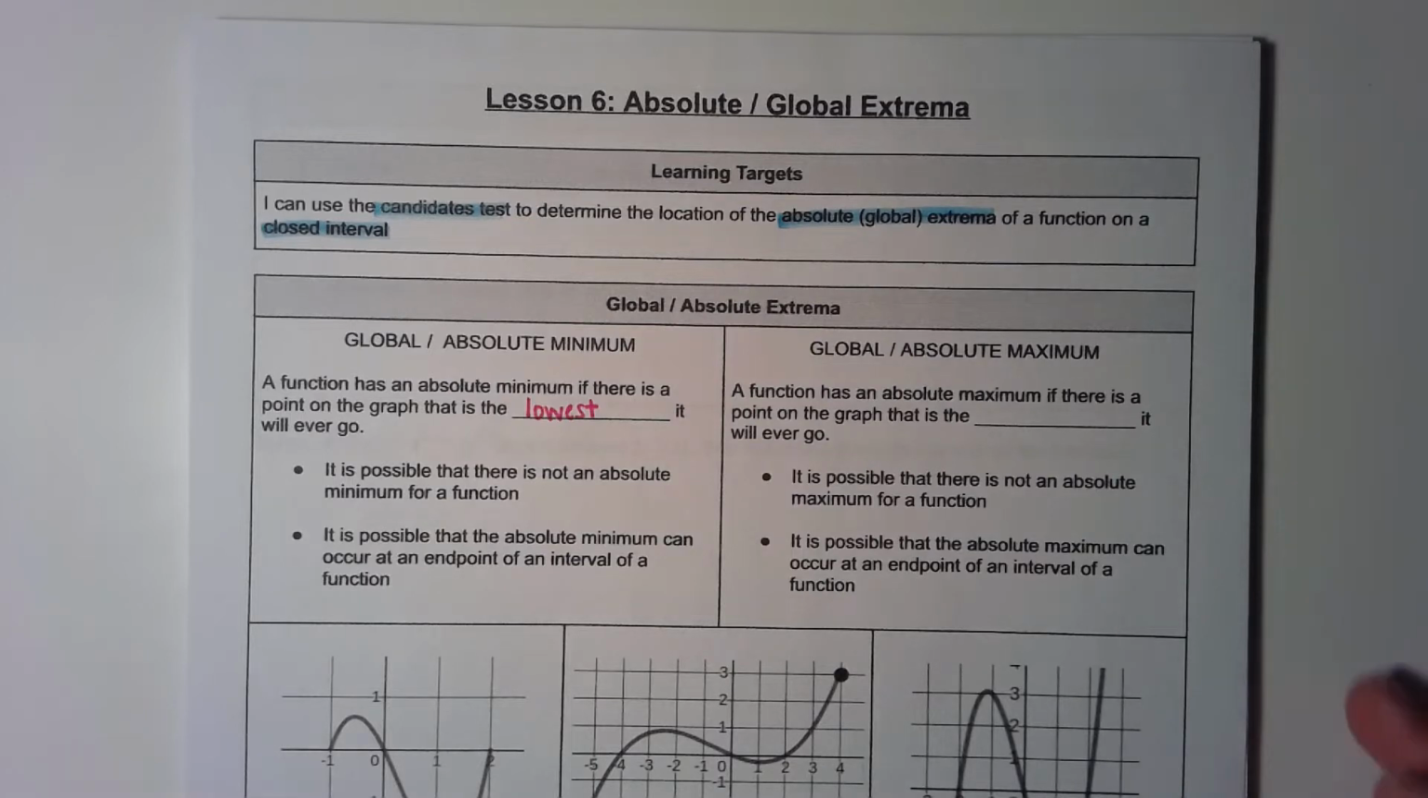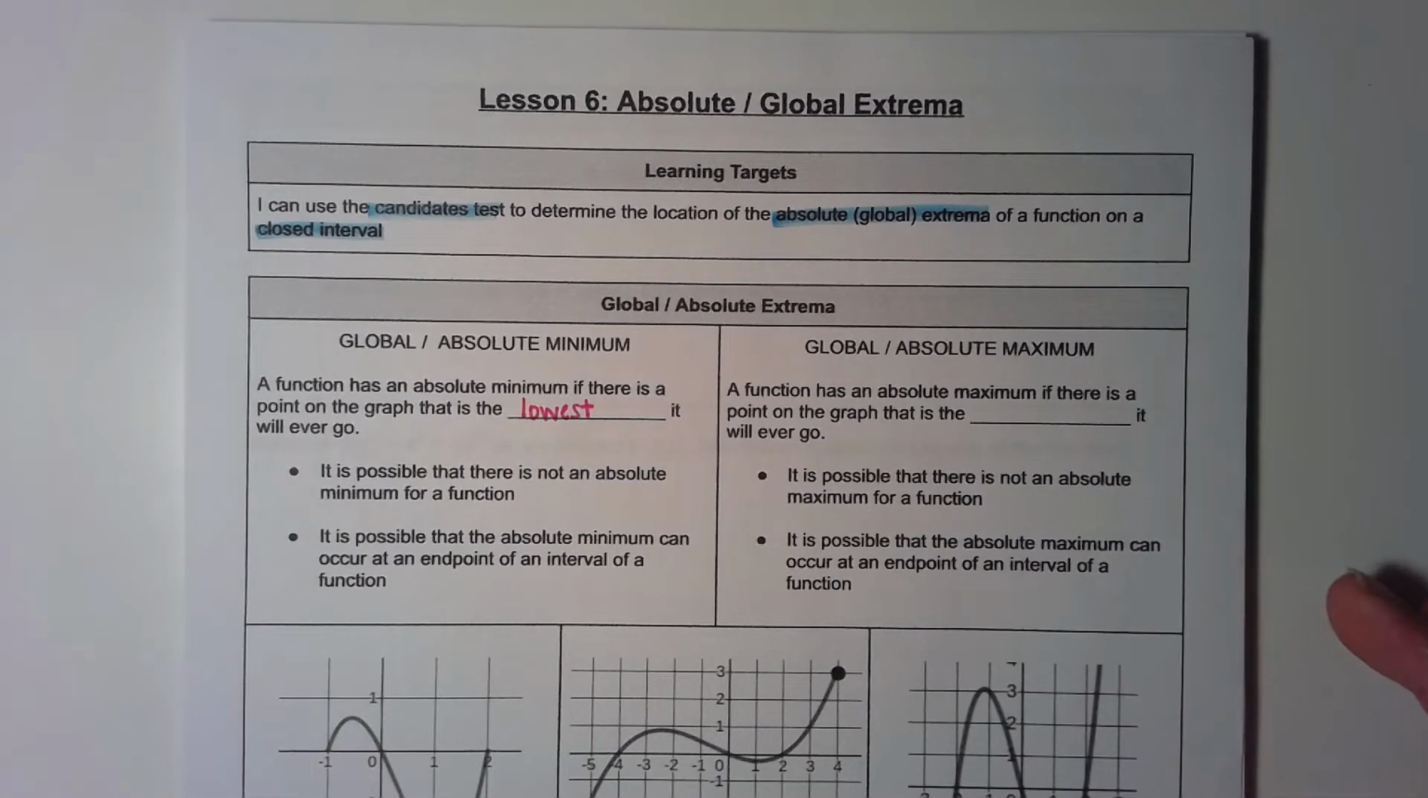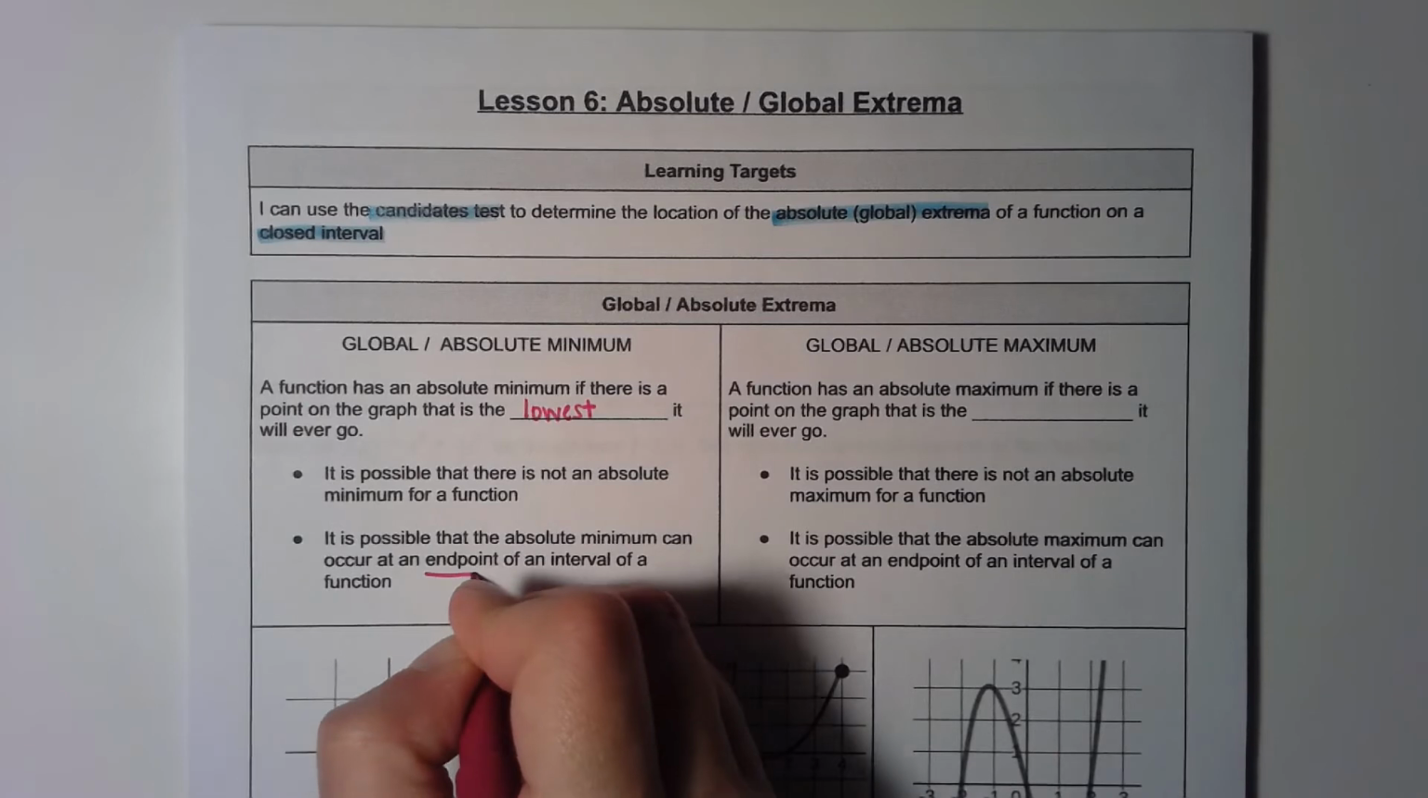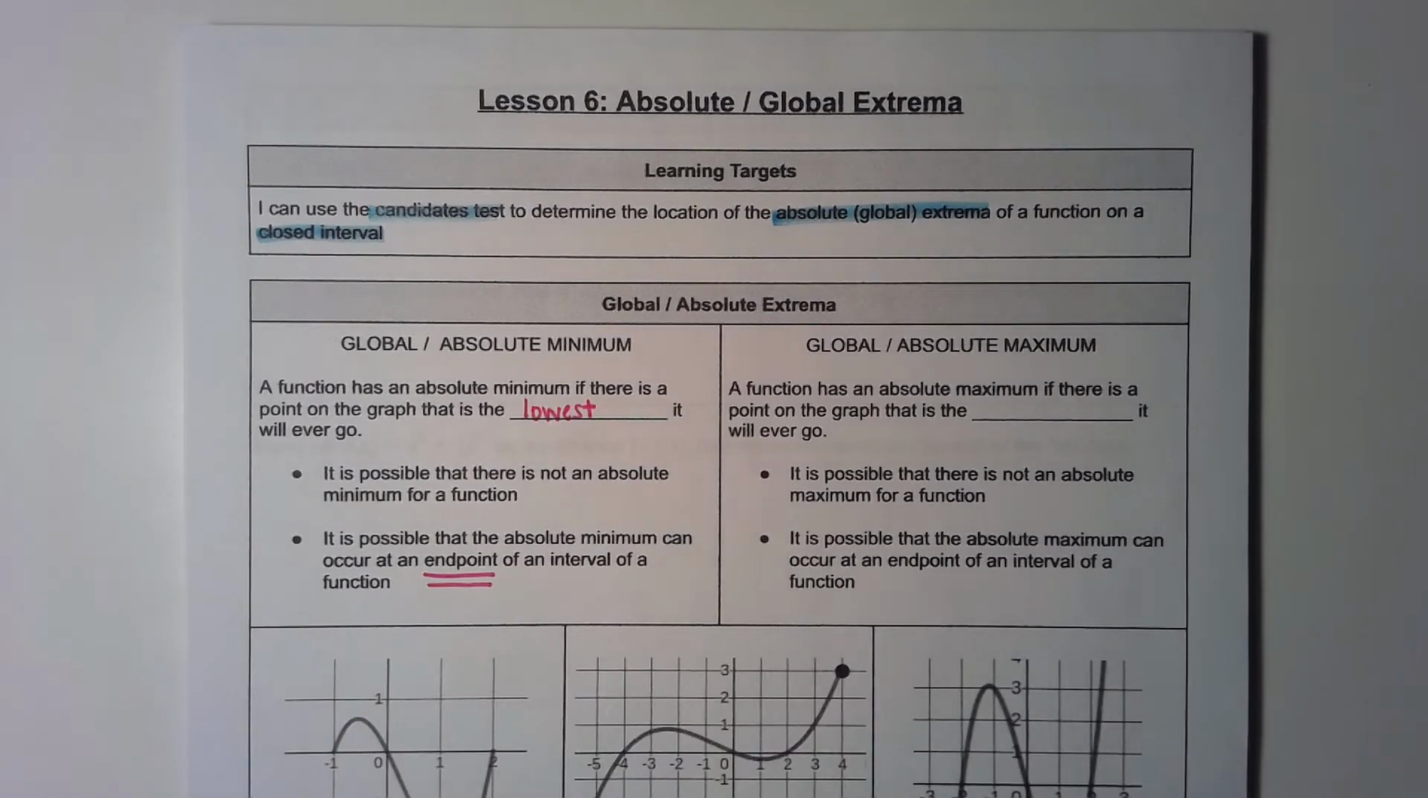It is also possible that an absolute minimum could occur at an endpoint of an interval. So sometimes if we decide to restrict the domain of a function and we say stop when you get to this point, even though potentially it could keep going, we're forcing it to stop, it creates a place on the graph where you reach the lowest point because the graph stops. And so let's look at some examples.